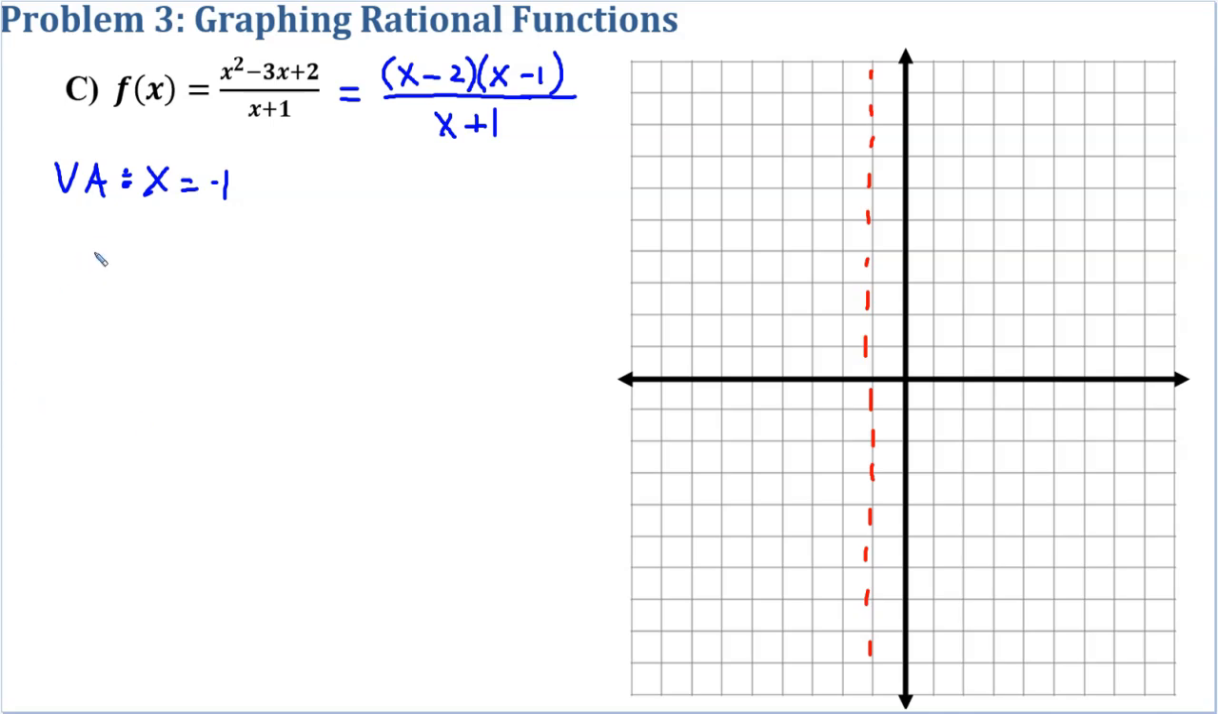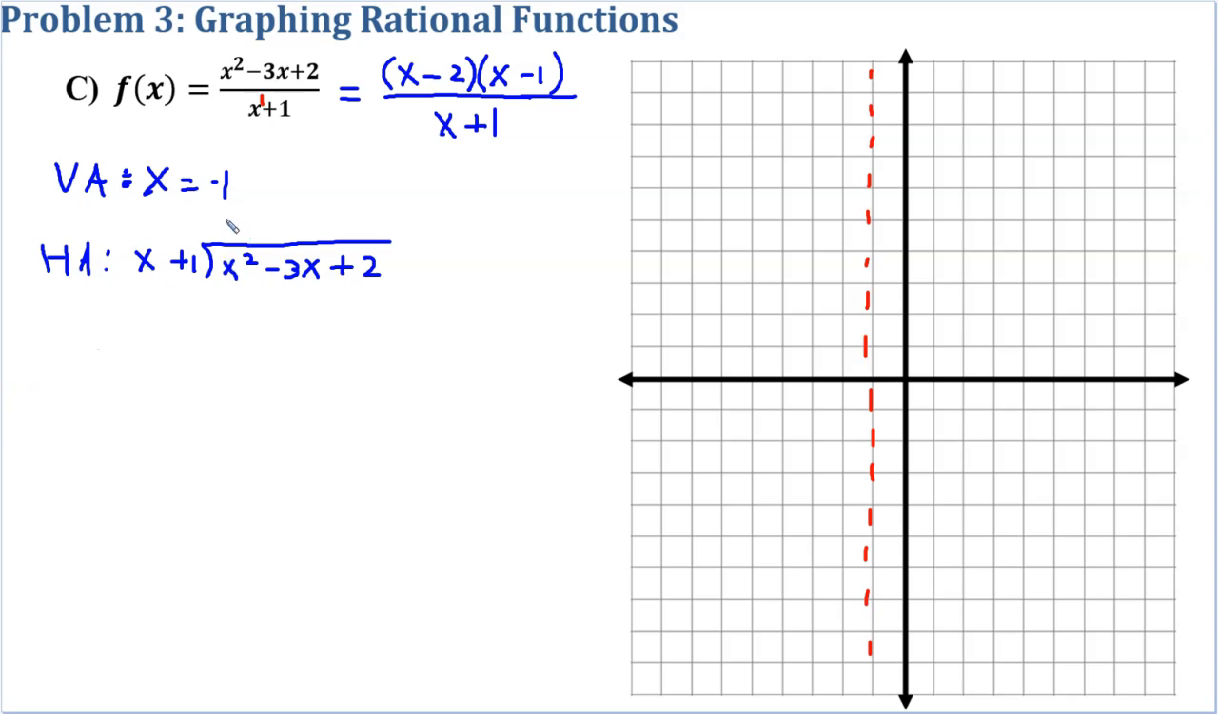As far as horizontal asymptotes go, we'll compare the degrees of numerator and denominator. So if we have a 2 over a 1, this is going to be the case where the numerator wins the tug of war, and our graph's going to be pulled up into what's called a slant asymptote. To figure that out, so we'll say HA, what I need to do is divide these two. So we'll go x plus 1 divided into x squared minus 3x plus 2. So a little long division.